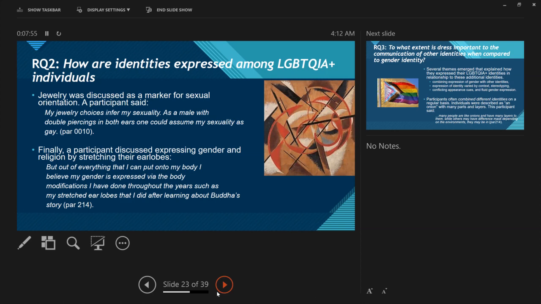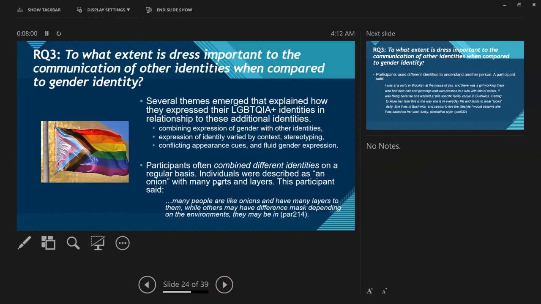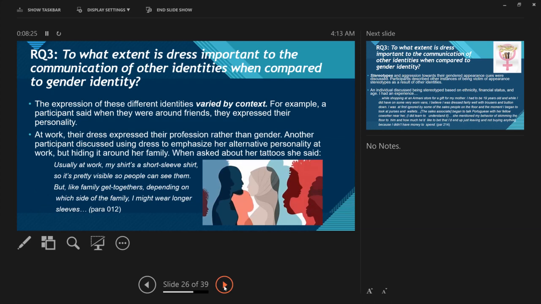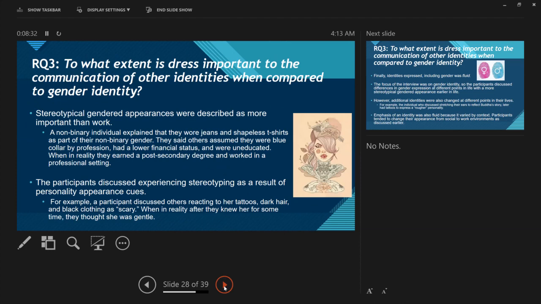To what extent, research question three, is dress important to the communication of other identities when compared to gender? Several themes emerged in the relationship, and the three are listed there: combining expression of gender with other identities, expression of identity varied by context, and stereotyping, appearance cues, and fluid. Gender was expressed very fluidly. And these are some examples of this particular research question. There was also an issue of stereotyping that emerged during this particular research question.